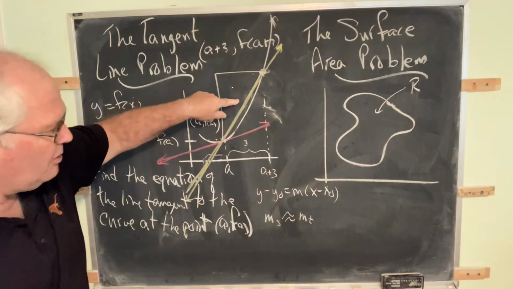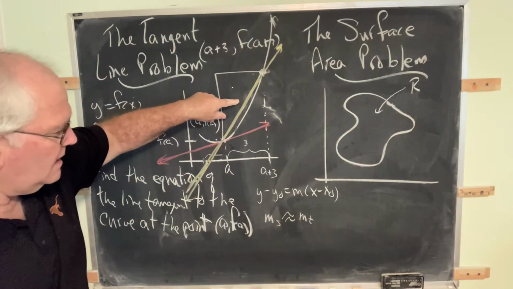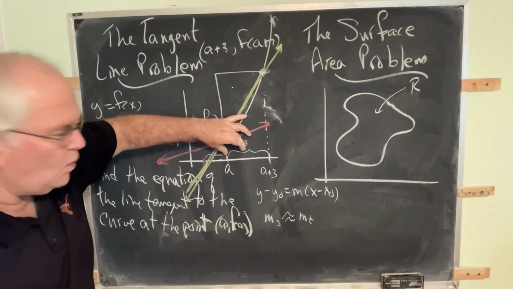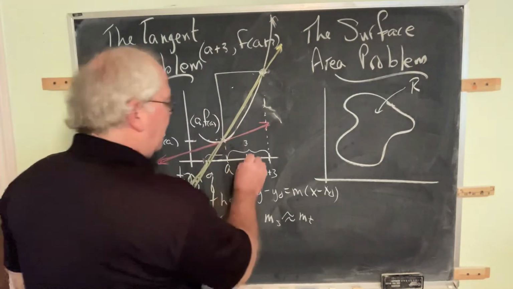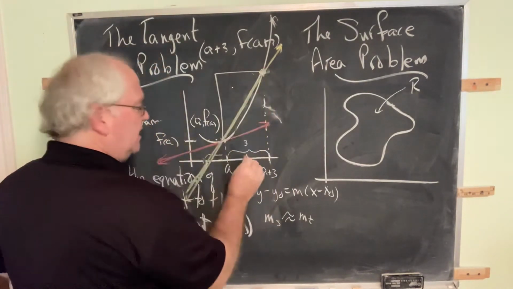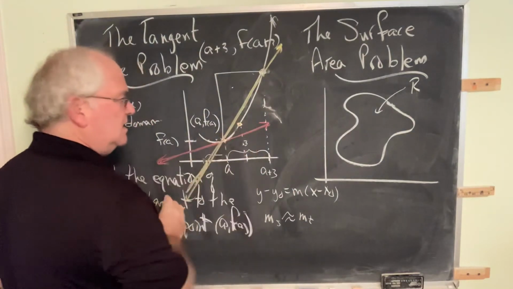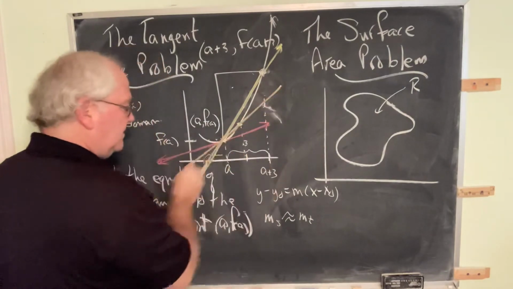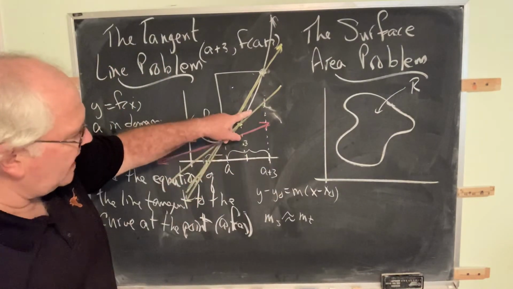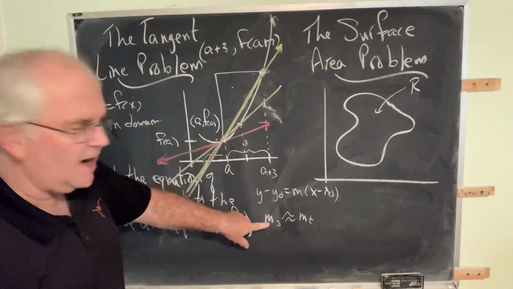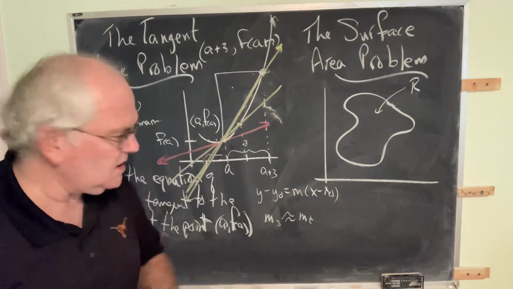But we can make the approximation better. Don't choose 3. Choose a number like 1.5. Suppose I choose 1.5. Now, this is not my extra point. Now this is. Now this is not my secant line. Now this is. And the slope of this second line is a little bit closer to the slope we're looking for. It's still an approximation, but it's a better approximation.